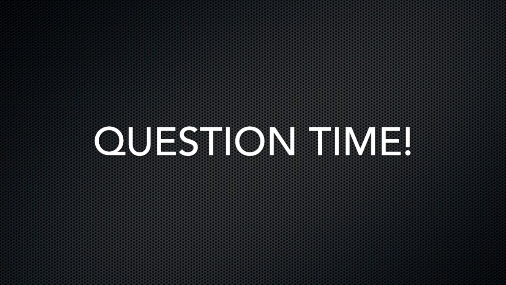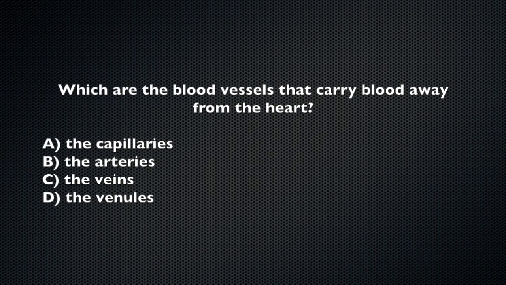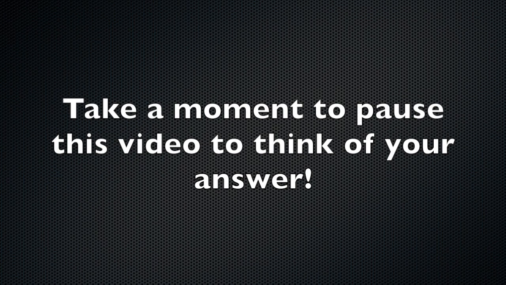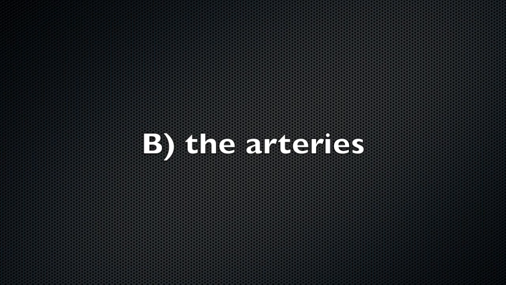Now that we have given you a brief overview of the blood vessels, let's try some questions. Which are the blood vessels that carry blood away from the heart? Is it A, the capillaries, B, the arteries, C, the veins, or D, the venules? The answer is B, the arteries.